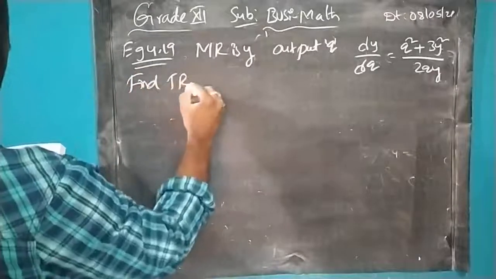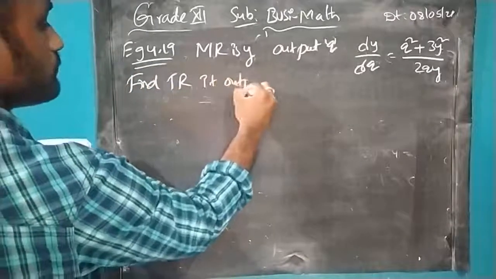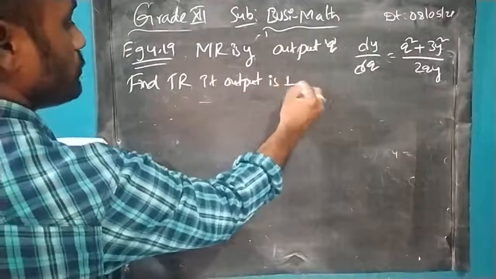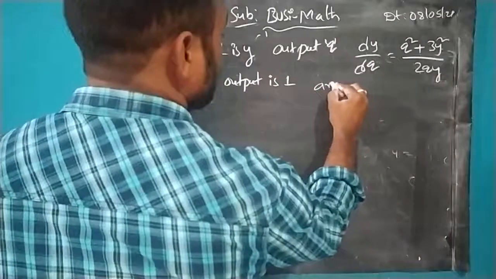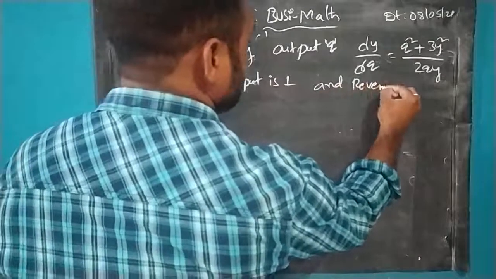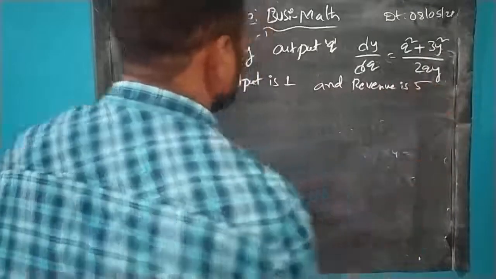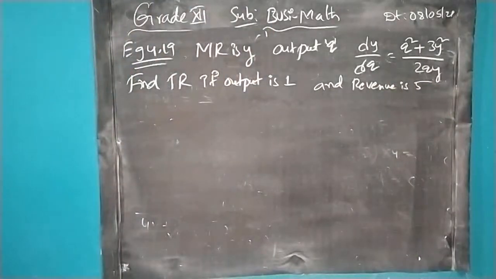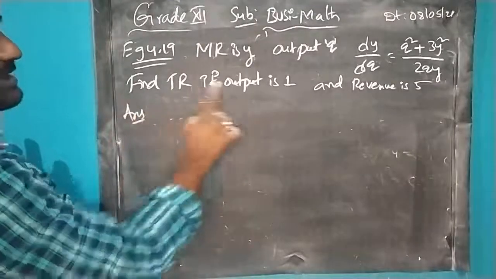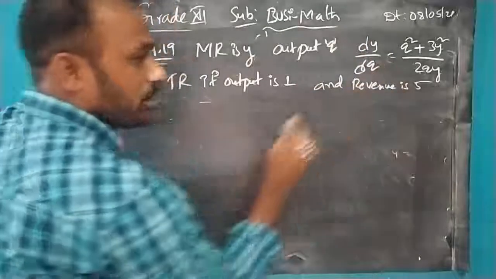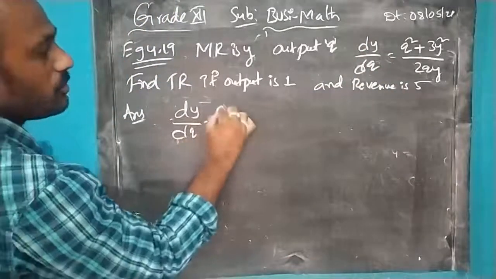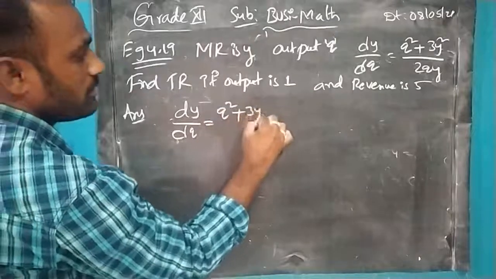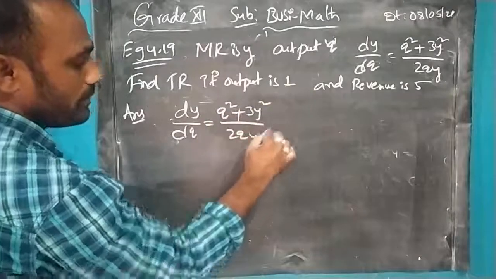Find total revenue, if output is 1 and the revenue is 5. Output is 1 and revenue is 5. So it's a similar question. Just the change is, in place of dy by dx, it is dy by dq. So given differential equation, dy by dq is equals to q square plus 3y square by 2qy.